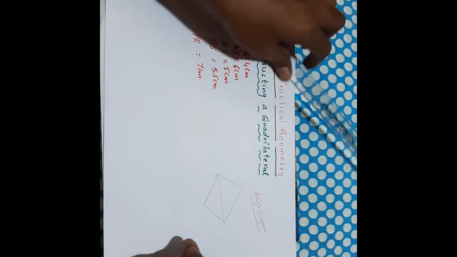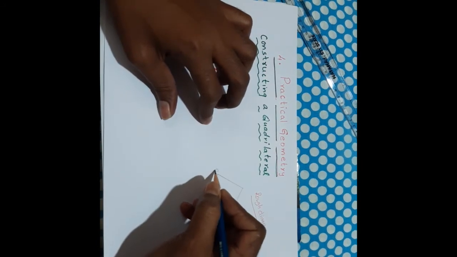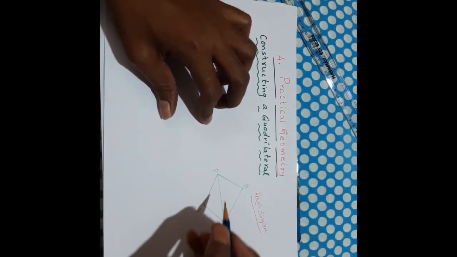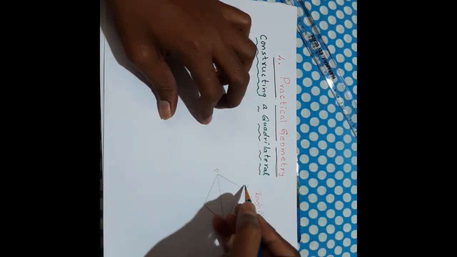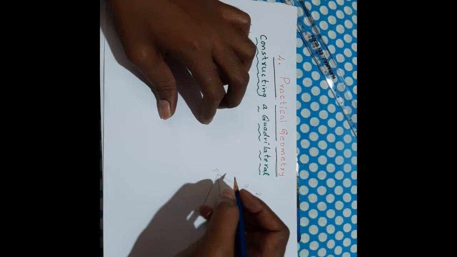What is the diagonal here? So this is P, this is Q, this is R, and this is S. It will follow a particular order, either P, Q, R, S, in a clockwise or anti-clockwise direction. So you need to write the measurements.